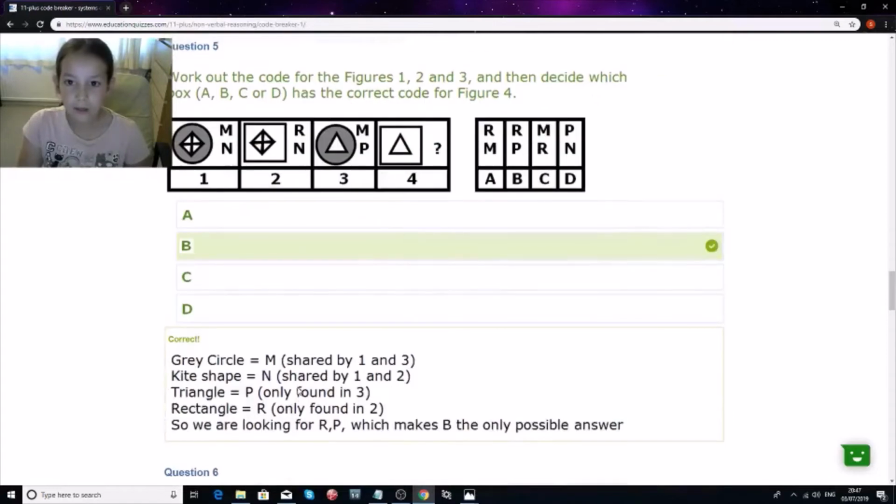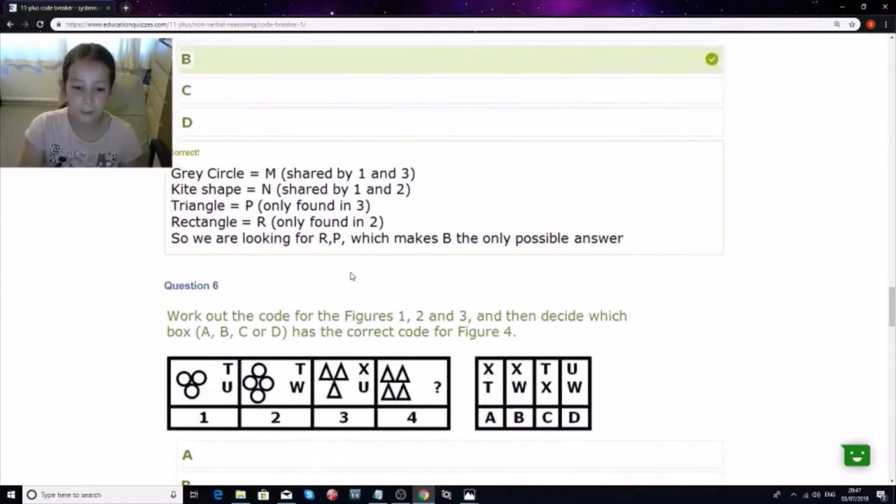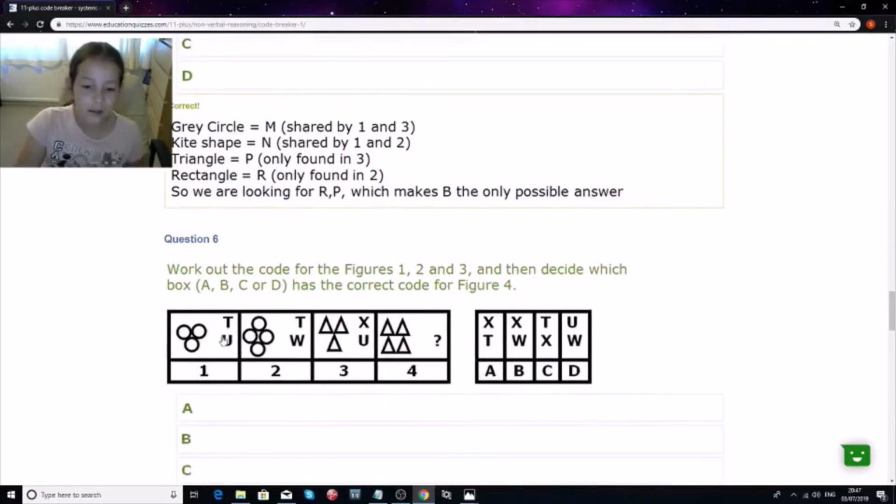Correct. Grey circle equals M, shared by 1 and 3. Kite shape equals N, shared by 1 and 2. Triangle equals P, only found in 3. Rectangle equals R, only found in 2. So we are looking for RP, which makes B the only possible answer. Question 6. T must mean circles, so T equals circle.